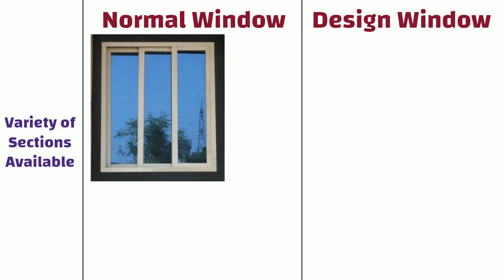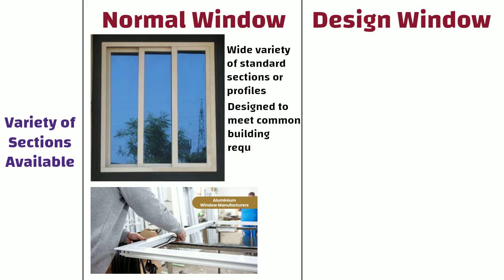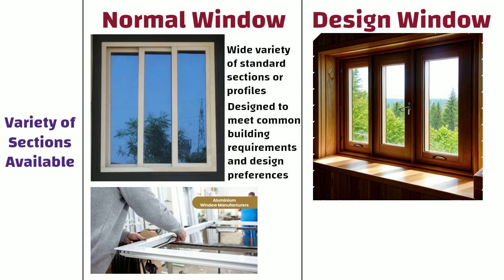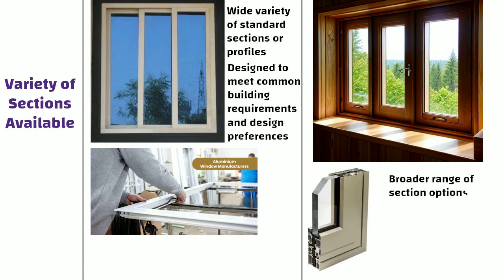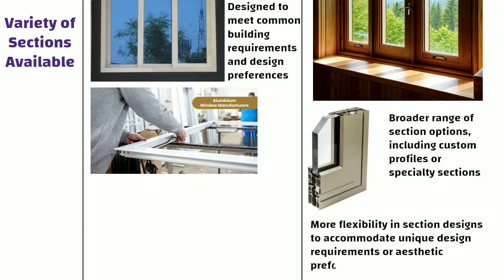Variety of sections available. Normal windows are typically available in a wide variety of standard sections or profiles offered by window manufacturers. These sections are designed to meet common building requirements and design preferences. Whereas design windows may offer a broader range of section options, including custom profiles or specialty sections tailored to specific architectural designs. Manufacturers may offer more flexibility in section designs to accommodate unique design requirements or aesthetic preferences.